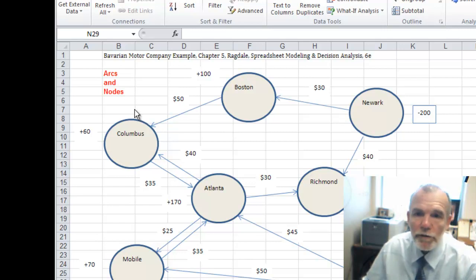The nodes and the arcs really represent two of the elements of an optimization problem. The arc is a decision variable, how much to ship. And the node is going to represent a constraint, in that they represent the amount that we have of supply or demand, and help us represent that.